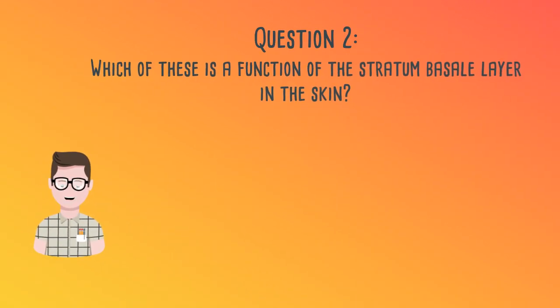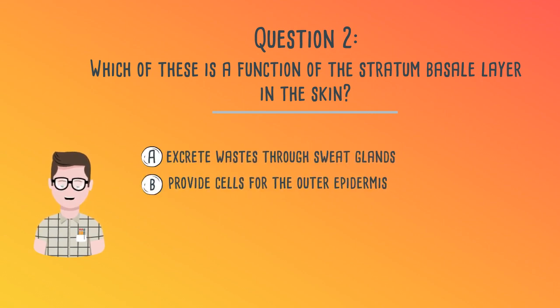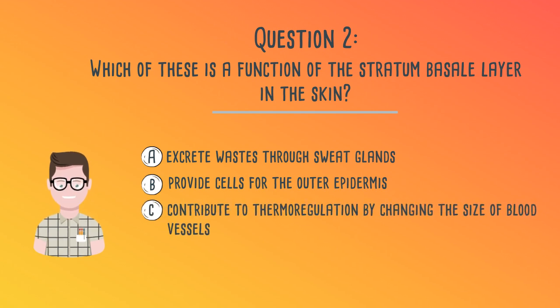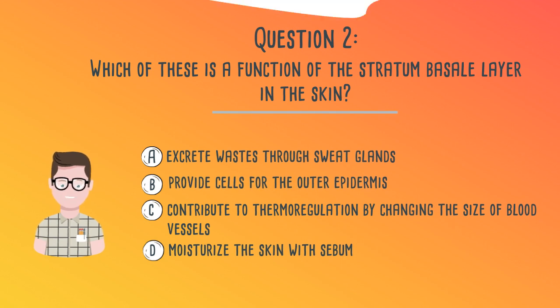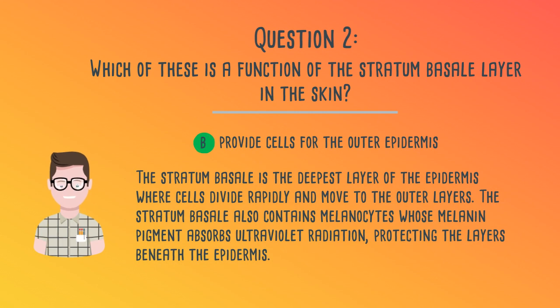Question 2. Which of these is a function of the stratum basale layer in the skin? A. Excrete waste through sweat glands, B. Provide cells for the outer epidermis, C. Contribute to thermoregulation by changing the size of blood vessels, or D. Moisturize the skin with sebum. The correct answer is B. The stratum basale is the deepest layer of the epidermis where cells divide rapidly and move to the outer layers. The stratum basale also contains melanocytes whose melanin pigment absorbs ultraviolet radiation, protecting the layers beneath the epidermis.